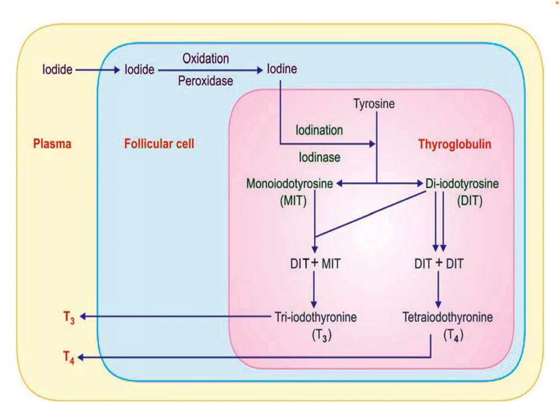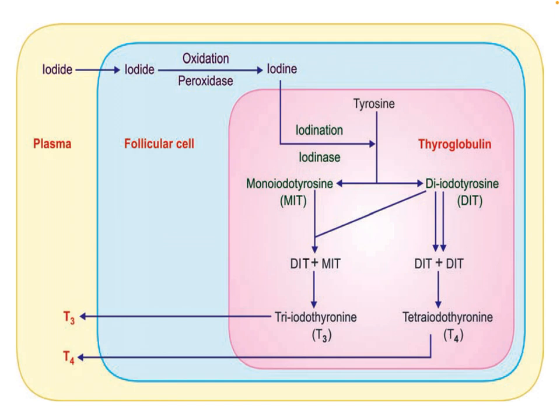I'll explain the first step, that is thyroglobulin synthesis. Endoplasmic reticulum and Golgi apparatus in the follicular cells of thyroid gland synthesize and secrete thyroglobulin continuously. Thyroglobulin molecule is a large glycoprotein containing 140 molecules of amino acid tyrosine. After synthesis, thyroglobulin is stored in the follicle.